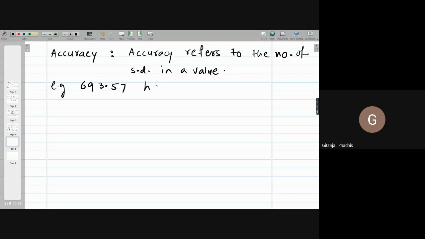Okay, so for example, 693.57 has how many significant digits? 5. Or I can write this as: it is accurate to 5 significant digits. Okay, this is how it goes. Accuracy. Now I'm going to write precision.